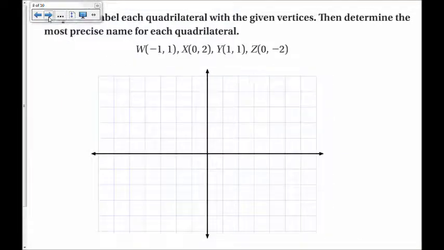Okay, the next one. Graph and label each quadrilateral with the given vertices, then determine the most precise name. So negative 1, 1, 0, 2, 1, 1, and 0, negative 2. Okay, now these are the same length. Okay, and these look to be about the same length, so it must be a kite.